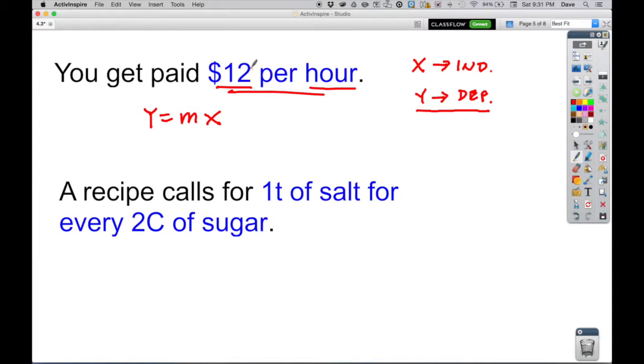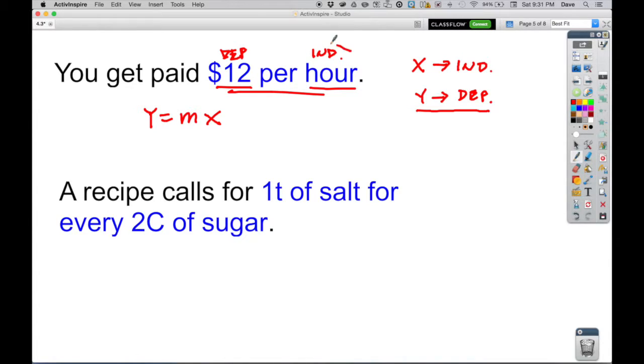So when you look at this problem, think to yourself, does this $12 depend on how many hours I worked, or do the hours I work depend on how much I get paid? Well, I think that first one makes more sense. The amount of money you get paid depends upon how many hours of work you put in. So the dependent variable is the 12. The independent variable is the hours, because the money that you make depends upon how many hours you work.